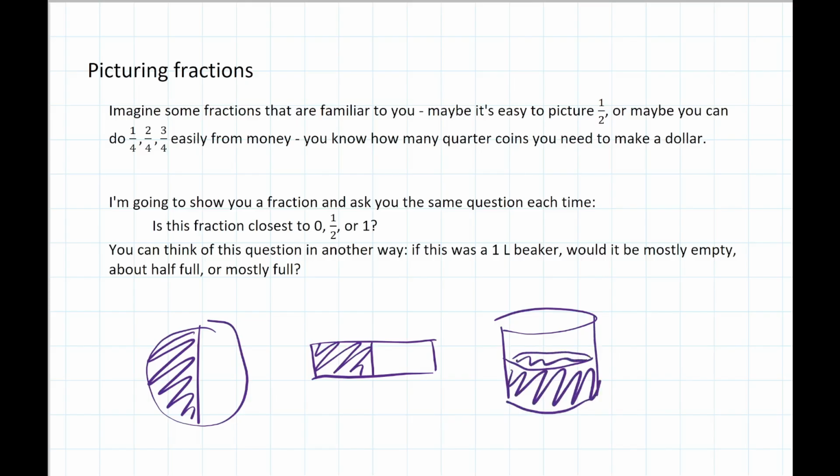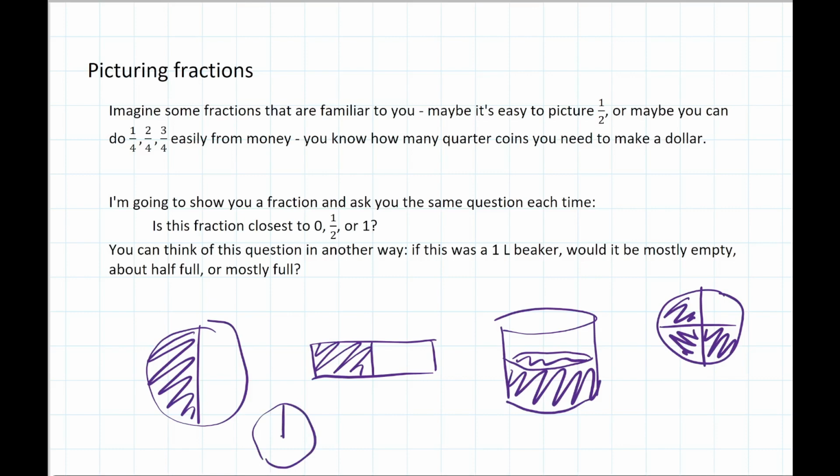Picturing a half. Maybe it's easy for you to picture quarters, because we use quarter coins in money. So you're picturing 1/4, 2/4, 3/4. But picture some that are easy for you. Maybe you're even a person who a third is easy to imagine. Excellent. Picture whatever feels easy to you.